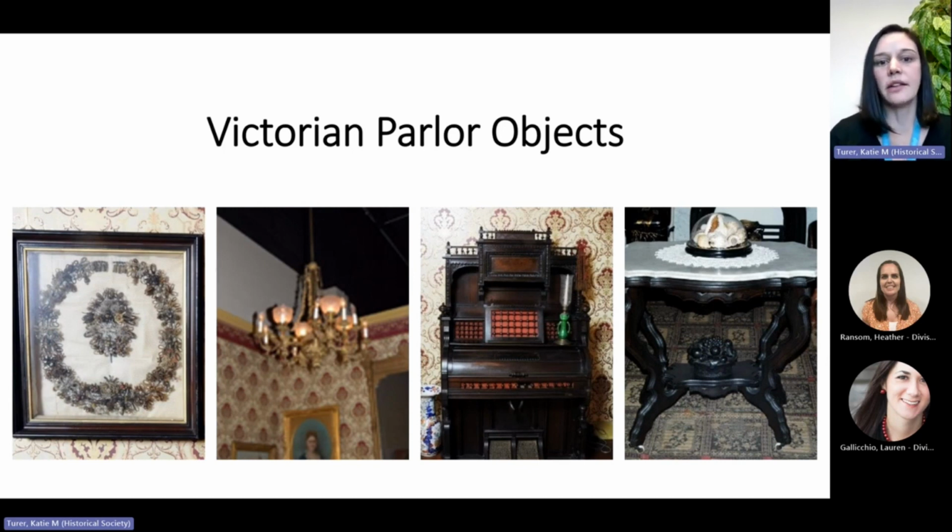The table as well is much more intricately designed and has a couple different materials. It's not just a wood table. It's got that kind of top piece that is marble or something of that nature.